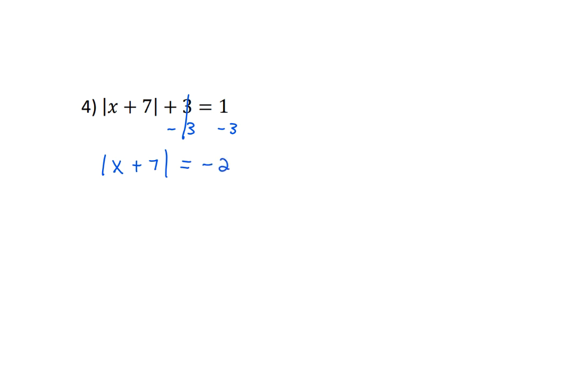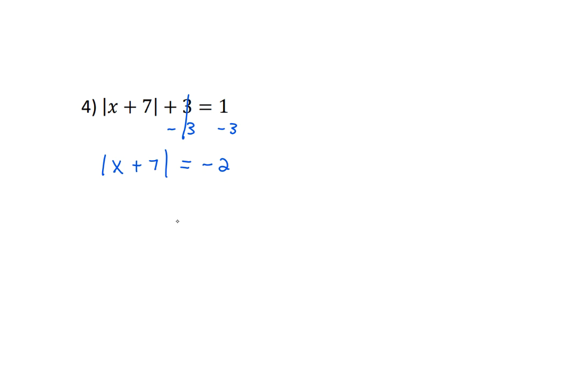Well, there's a problem because the definition of an absolute value is the distance that a number is from 0 on a number line. So this statement, the absolute value of whatever this is in here, equals -2. We can't have a negative distance. Distance is only positive. So the absolute value of something can never equal a negative number.